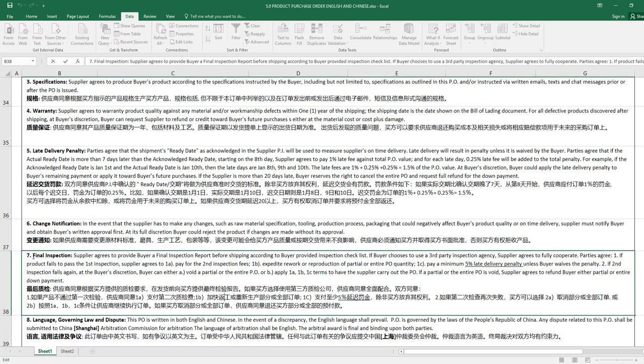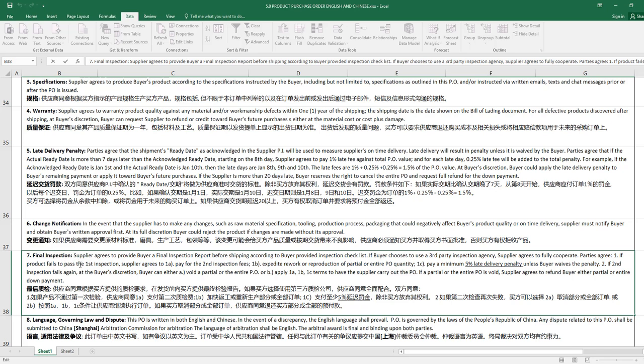The number 7 is final inspection. There's so much to be said about the final inspection. Remember, your last remaining balance is to be paid upon final inspection approval. Without the final inspection approval, your money should never go to the Chinese suppliers. Once it's gone, it's gone.